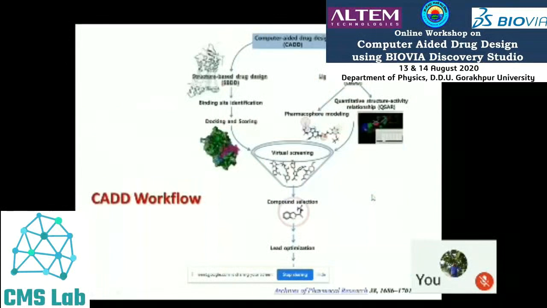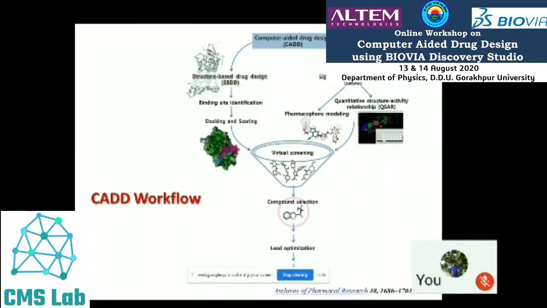This CAD workflow is a basic workflow. Just now, Professor Tiwari gave a nice introduction to the CAD workflow, so I'm not going to go into detail on that. CAD is majorly involved in two approaches: structure-based and ligand-based. Where do you use structure-based drug design, and where do you use ligand-based drug design?